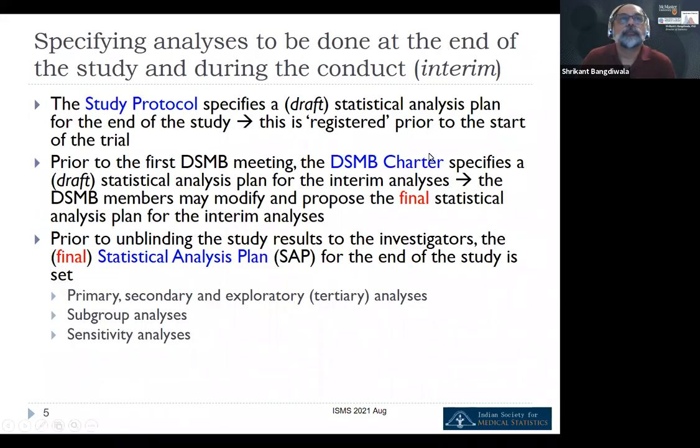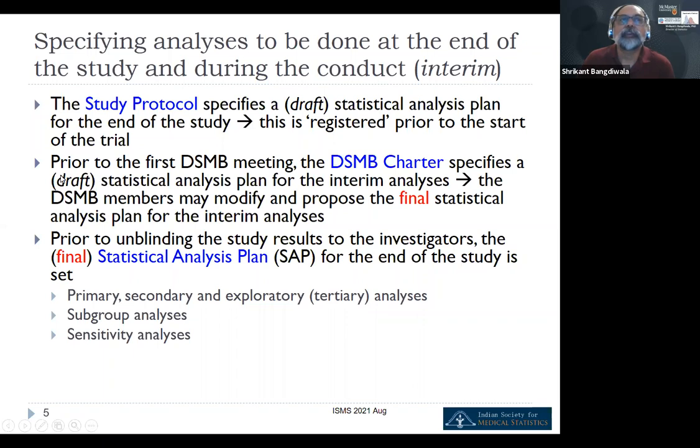So to summarize this, the study protocol has a draft statistical analysis plan for the end of the study, and sometimes also mentions what's going to happen in the interim. But prior to the first DSMB, the charter specifies the statistical analysis plan for the interim analysis.